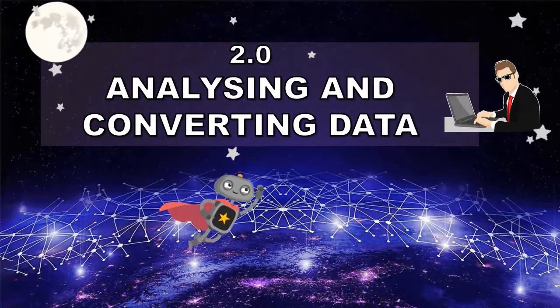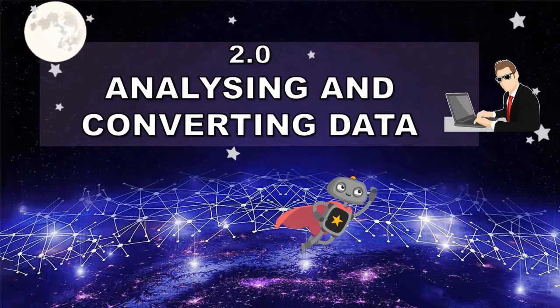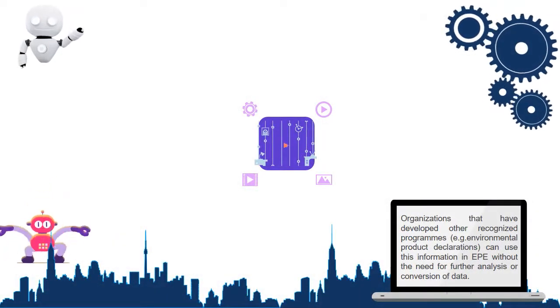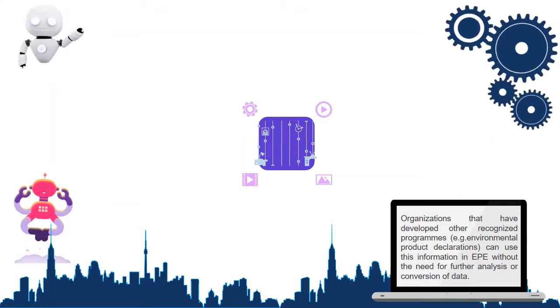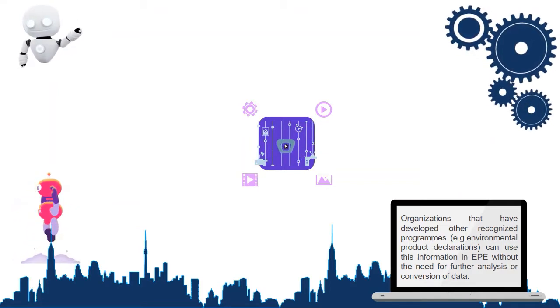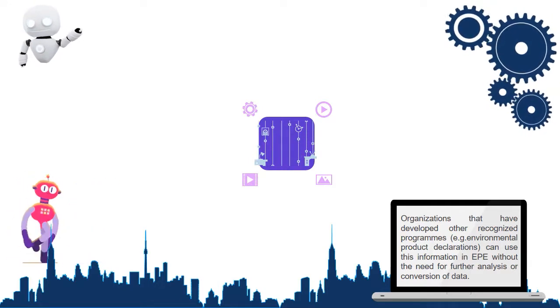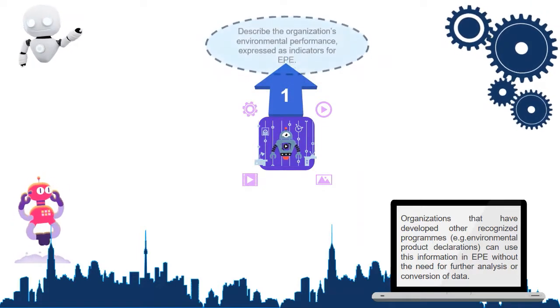The second stage is analyzing and converting data. Organizations that have developed other recognized programs, such as environmental product declarations, can use this information in EPE without the need for further analysis or conversion of data.